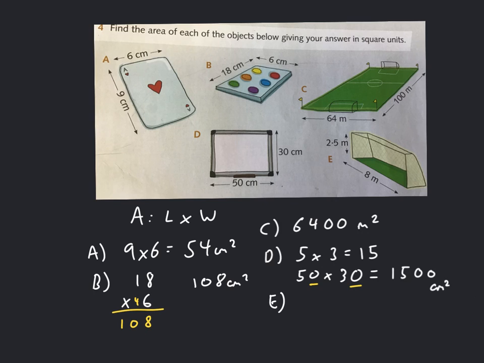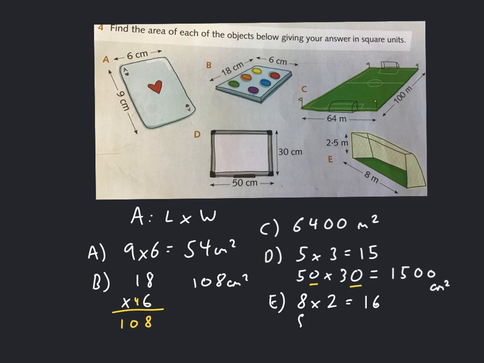Now for E, if you remember back to our teaching video, we were talking about the football goal and the fact that it's 8 multiplied by 2.5, which seems like quite a complicated sum at first. But we're going to start just by doing 8 multiplied by the 2. We'll worry about the half in a minute. We know from our tables that 8 times 2 is 16. So that part is 16 metres squared.